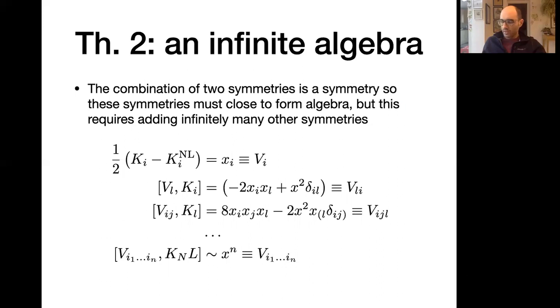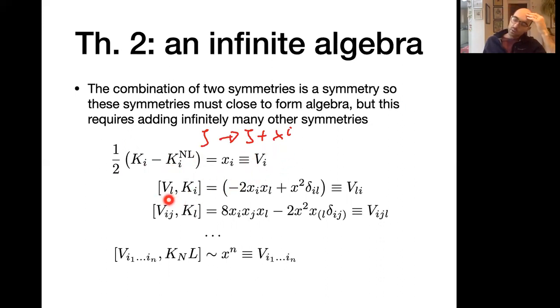So to see this, consider this particular generator, this particular symmetry, which is a boost minus its nonlinear version. What this thing does is very simple. It just takes zeta and sends it into zeta plus xi. It actually acts like a Galilean transformation, if some of you are familiar with that. Okay, so then we need to have this symmetry because it's a linear combination of two symmetries we already had. But then let me call this new symmetry V.